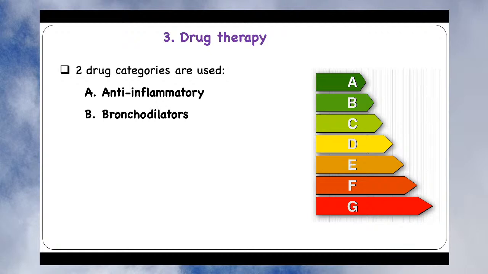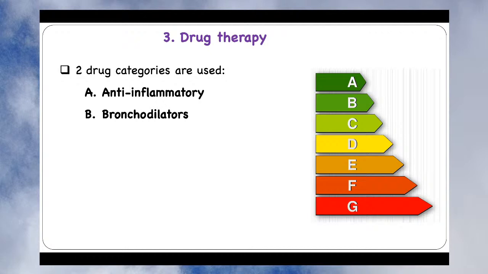So if you can control the inflammation, the lumen diameter will increase, and due to the increase in the luminal diameter, your lungs will accommodate more air inside, and as a result, the symptom of breathlessness will reduce. So you can use one category of drug that is very important, that is anti-inflammatory.